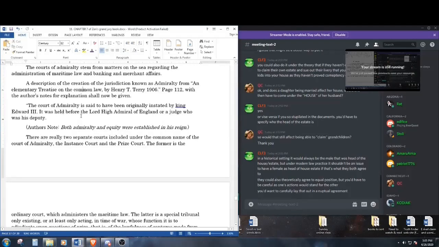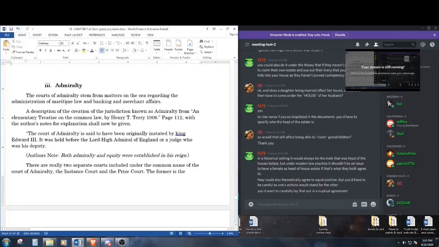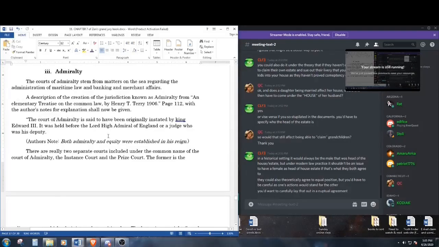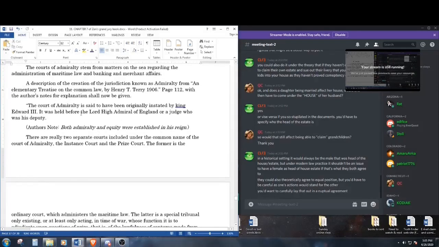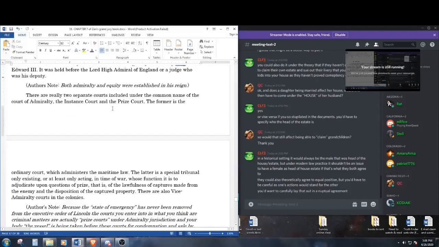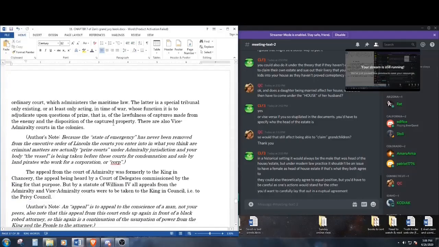To begin, the Court of Admiralty is said to have been originally instated by King Edward III. Now notice that King Edward III had both maritime admiralty and equity established under his reign. So it's an interesting historical note. It was held before the Lord High Admiral of England, or a judge who was his deputy. There are really 2 separate courts included under the common name of the Court of Admiralty, the Instance Court and the Prize Court. The former is the ordinary court which administers the maritime law.